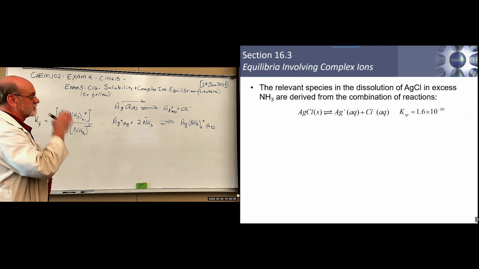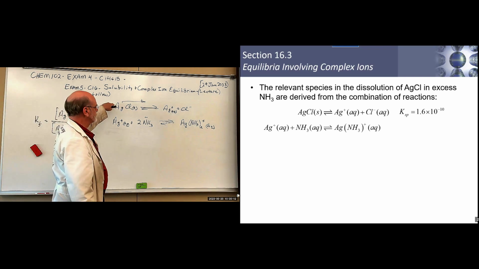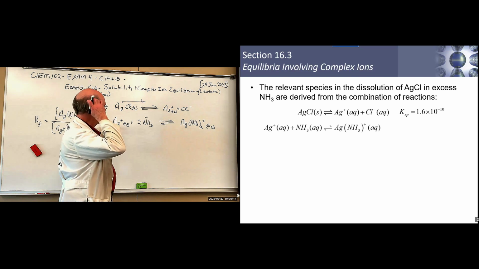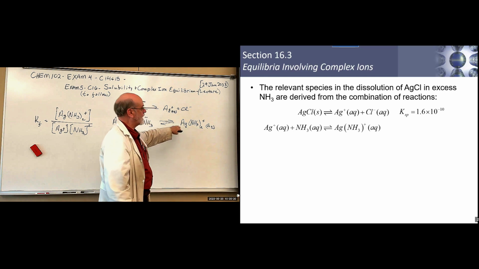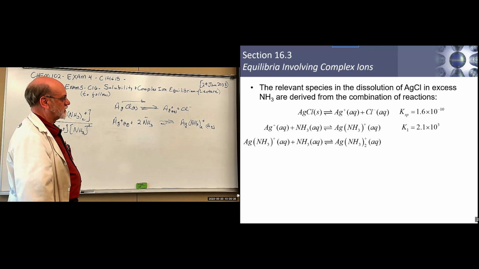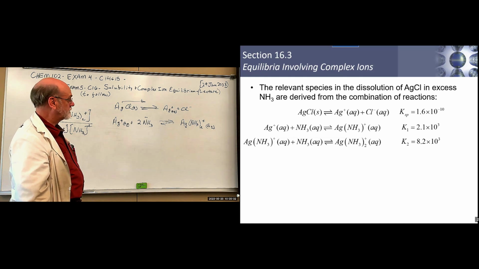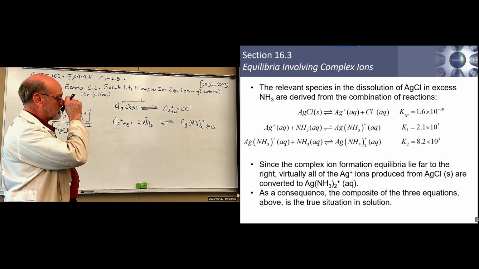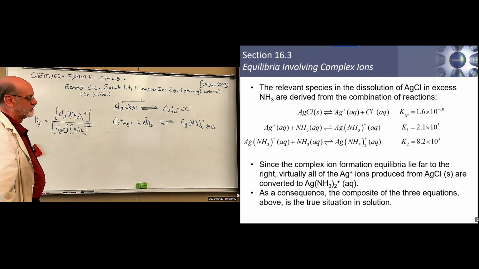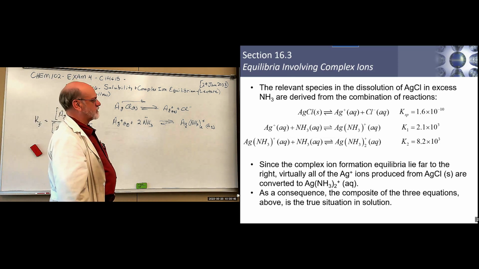So we've done this combination. And there's our two reactions. This one is 1.6 times 10 to the minus 10. This is the formation reaction for the complex ion. Well, actually, that's the first one. And here's the second one, where we take the first ligand side and we add another ammonia to it. That gives us the K2. So what would be the... all right, we're saying that the complex ion formation is way, way, way far to the right.